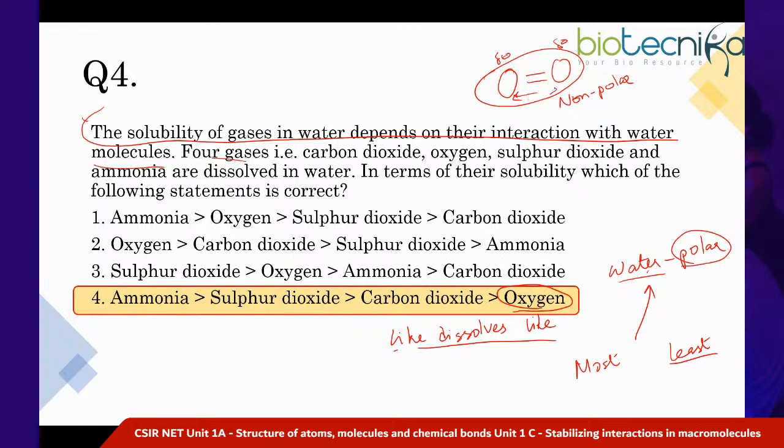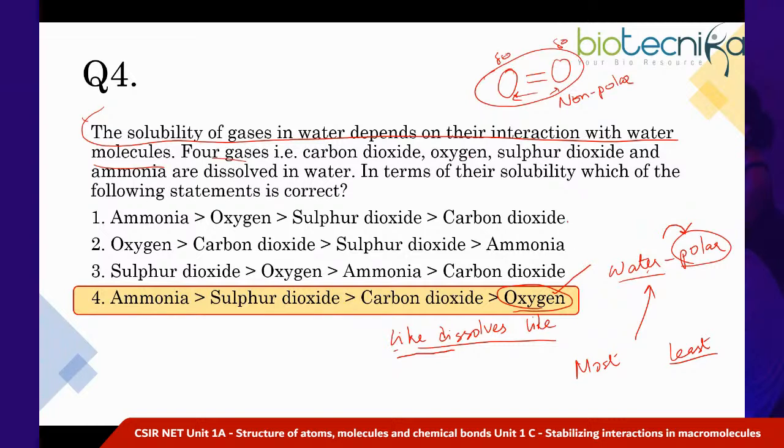Just look here. Why is oxygen the least? It is the least polar molecule. And I told you, like dissolves like. Water is a polar molecule, so only a polar molecule will dissolve in it. Oxygen is non-polar, which means it is least soluble in water. Got it? So there itself you can have your answer.